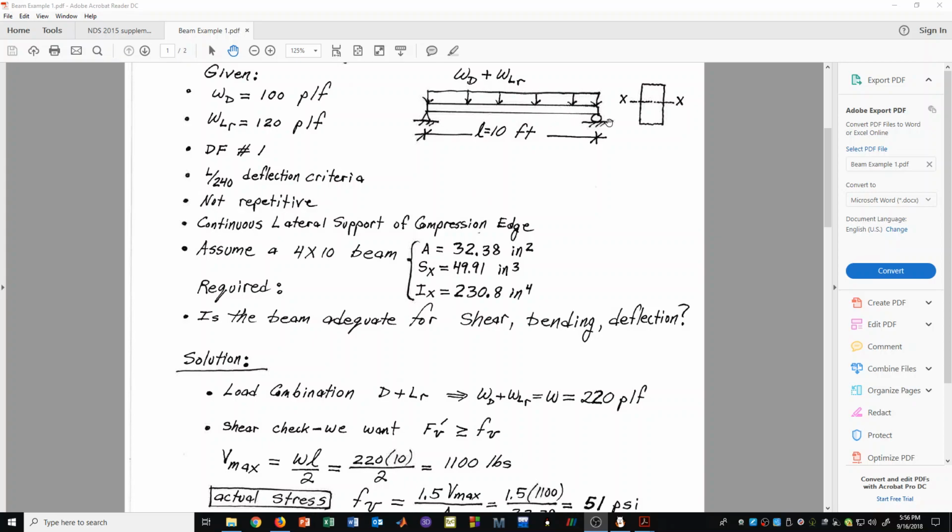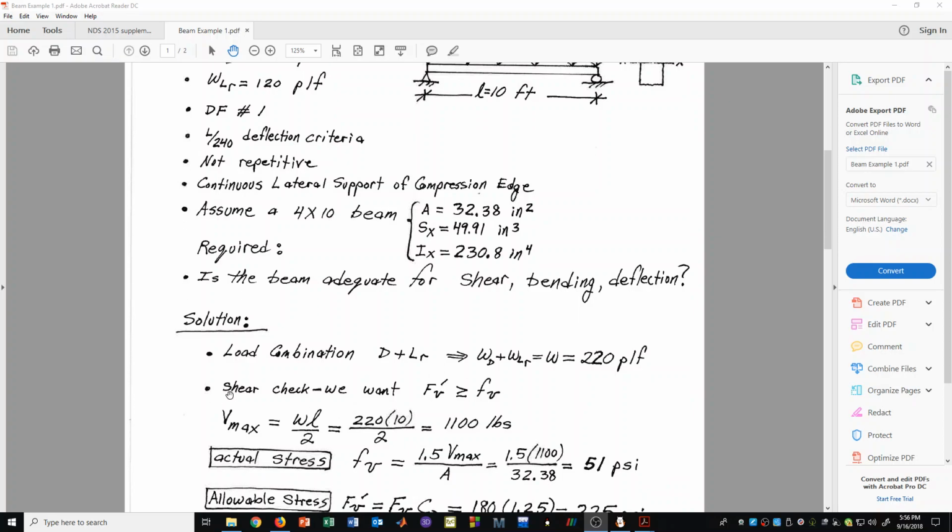For a simply supported beam with uniform load, we need to check the shear capacity of that beam. And we need to do that according to the prescribed procedure provided by ASD. And so we start with this basic equation here. F_V prime, the allowable stress, needs to be greater than or equal to the actual stress. With this equation as our guide, we can first check shear and see whether or not the beam is adequate for shear.